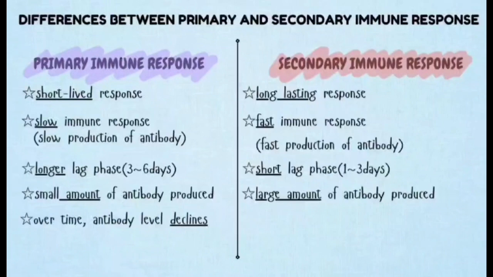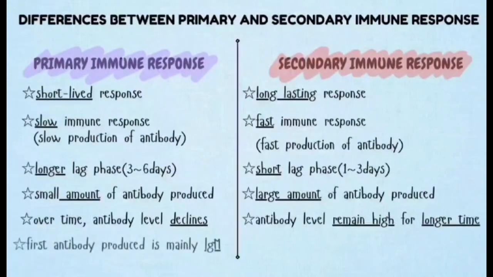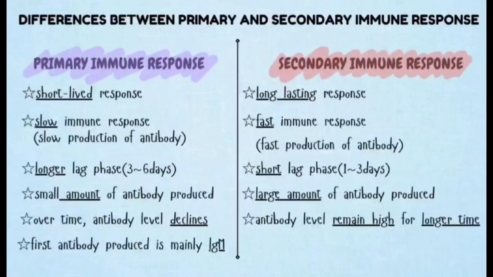Over time, antibody level for primary immune response will decline, while antibody level for secondary immune response remains high for longer time. The first antibody produced during primary immune response is mainly IgM, while the antibody produced during secondary immune response is mainly IgG. That's all from us.